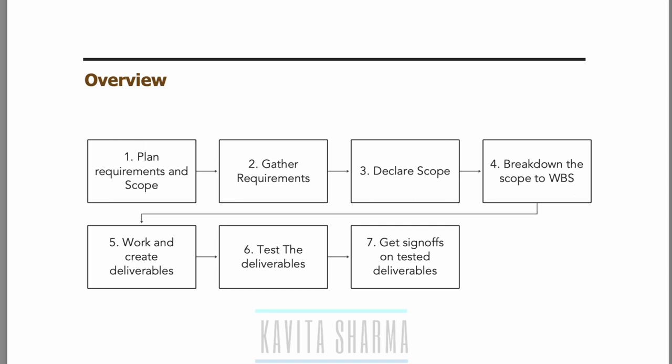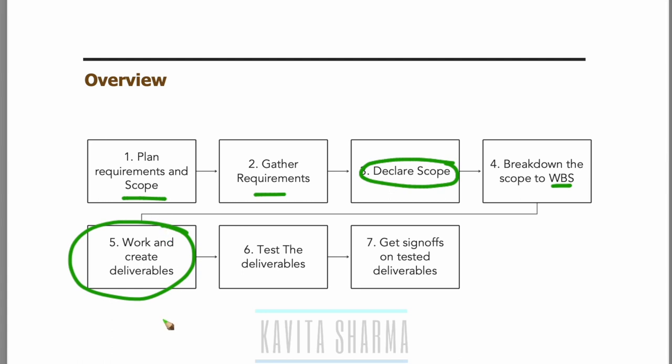What do we do in scope management? We plan for scope, we gather requirements, and then we declare scope, which is in scope, out of scope, assumptions, constraints. One person cannot do the work, so we break the in-scope items into smaller components, which is called WBS. My team afterwards creates and delivers the deliverables at the time of execution. I test the deliverables and get sign off on the deliverables from the customer.